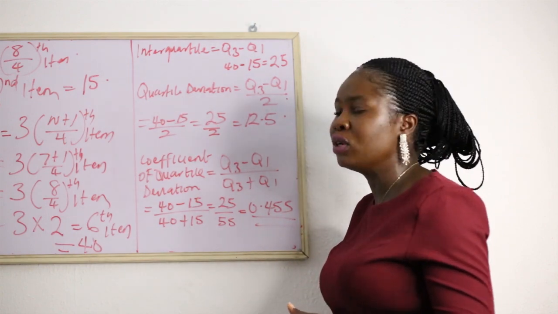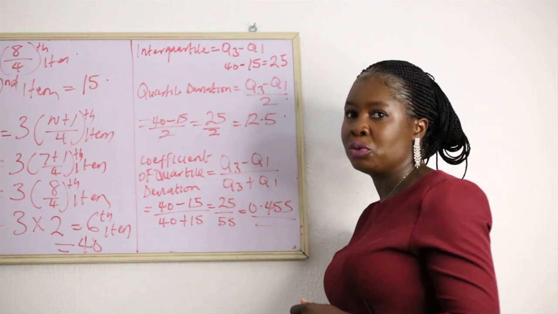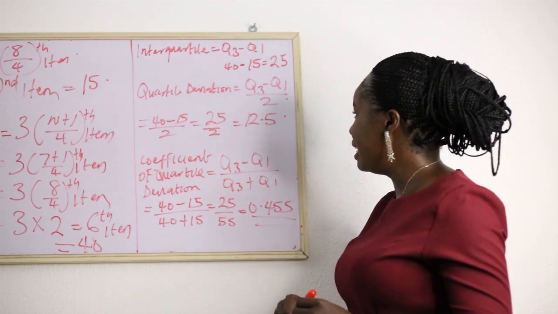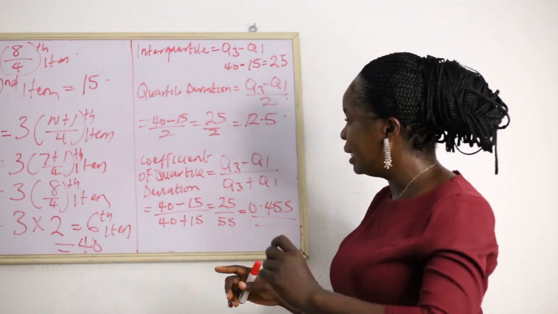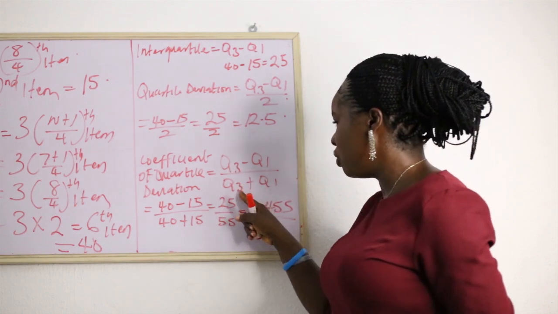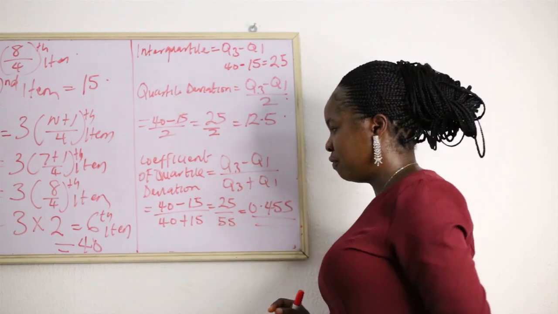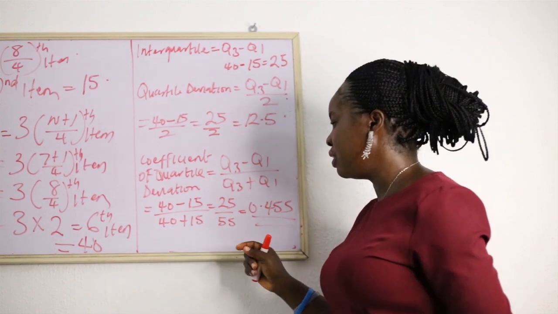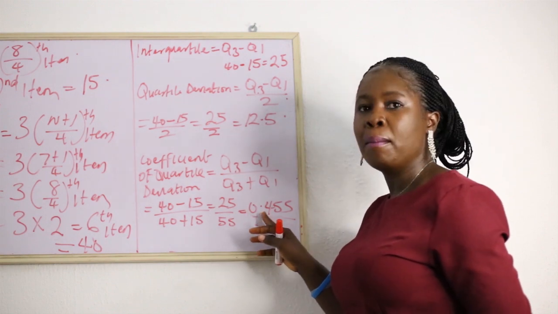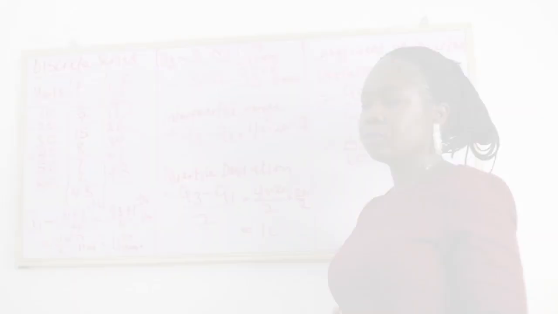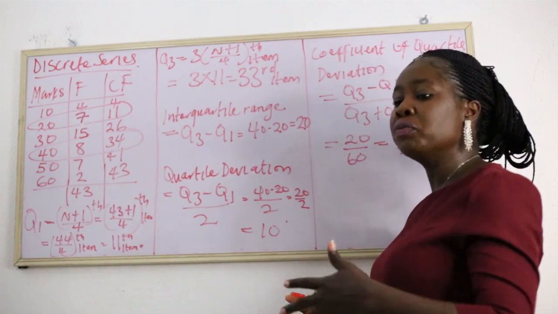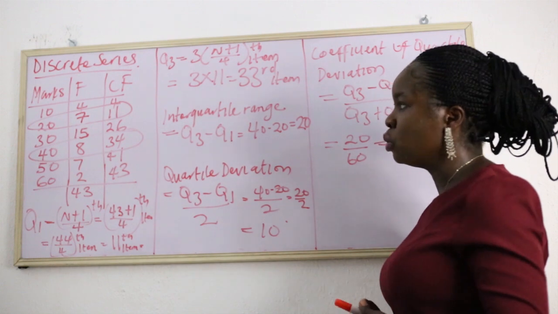Then quartile deviation is what? Q3 minus Q1 divided by 2. That's 40 minus 15 divided by 2. That's 25 divided by 2, which is 12.5. Then the coefficient of quartile deviation will be Q3 minus Q1 all over Q3 plus Q1. That's 40 minus 15 divided by 40 plus 15. That's 25 divided by 55, which is equal to 0.455.